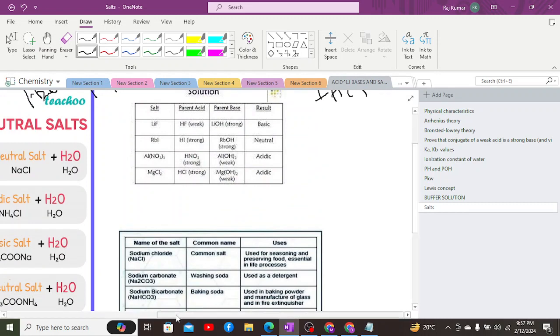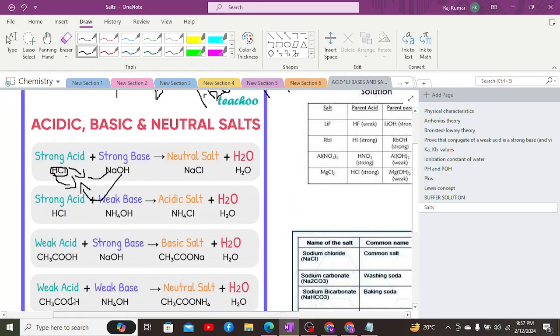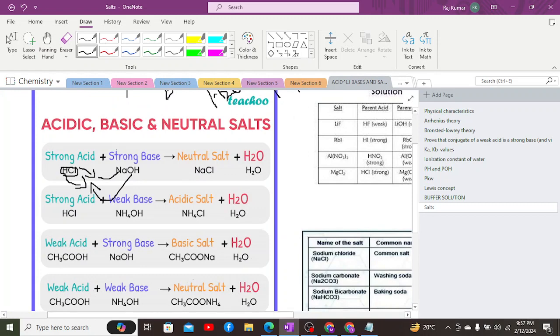Now whenever there is a strong acid and strong base, it will create a neutral salt plus H2O. After that, if there is a strong acid on one hand, and on the other hand a weak base, you might be wondering how this reaction occurs.